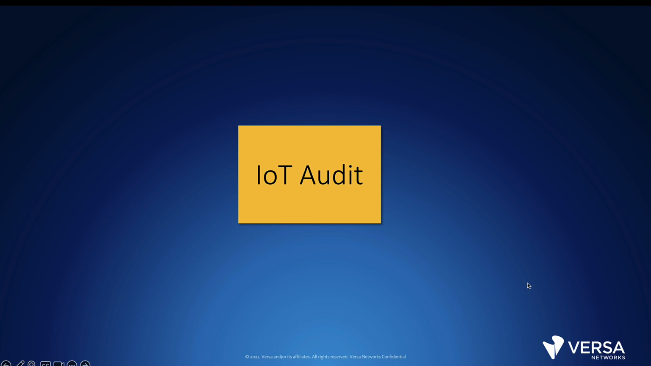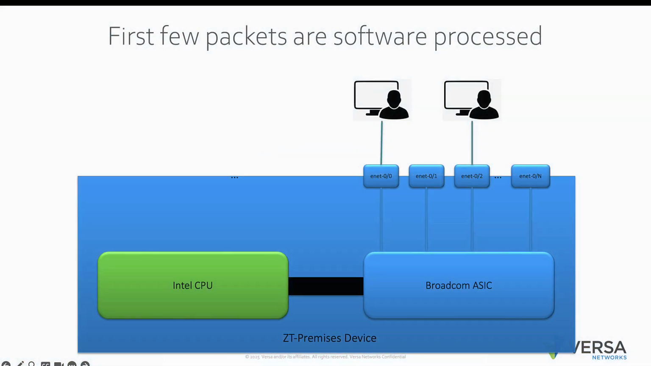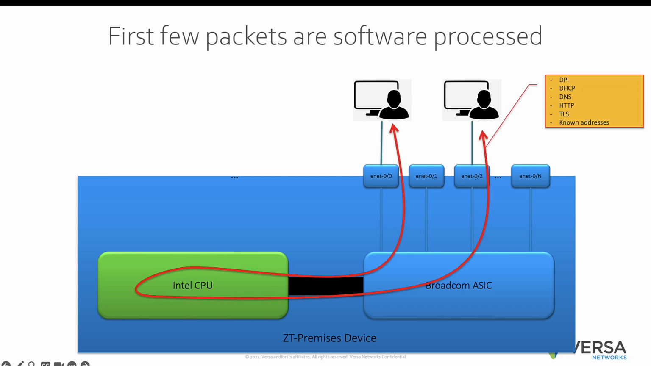First of all, how the IoT audit works. When two devices are connecting together, or when any new device connects to the network, the first couple of packets are software processed, meaning that they are redirected from the ASIC to the Intel CPU, where we do deep packet inspection. We always check DHCP, DNS, HTTP, TLS hellos, and other parameters, and we identify the device.